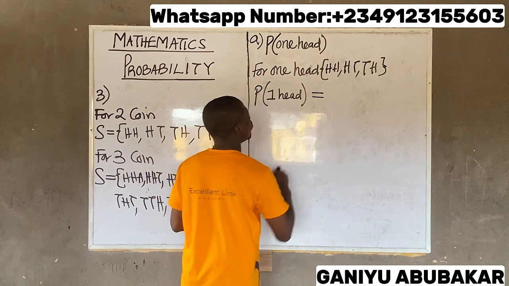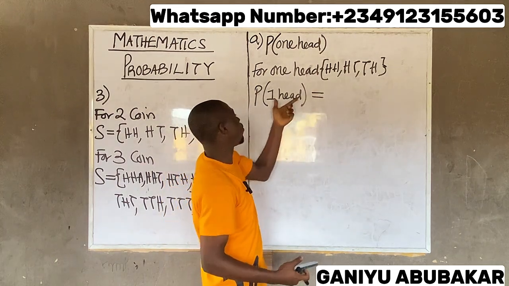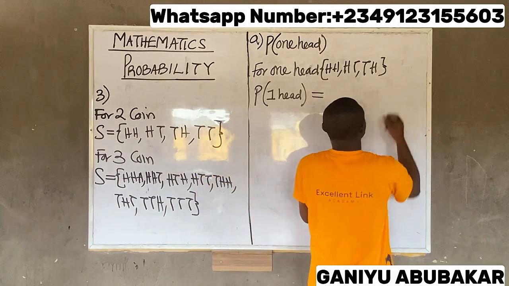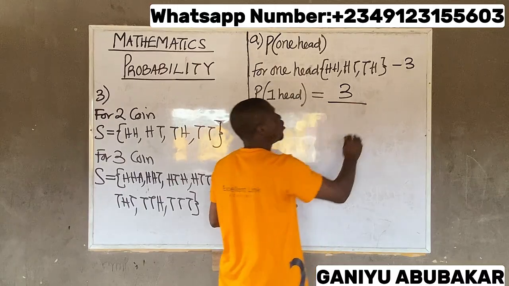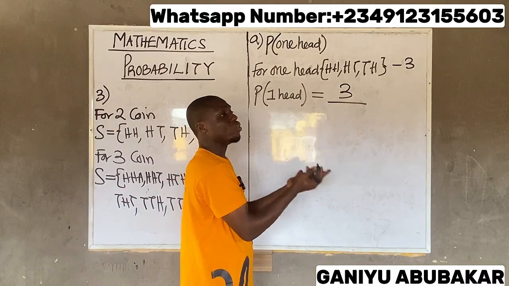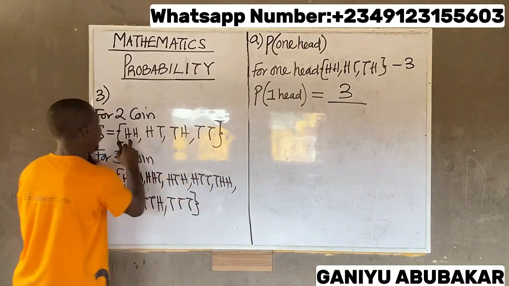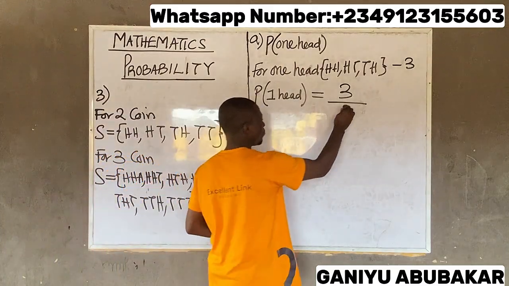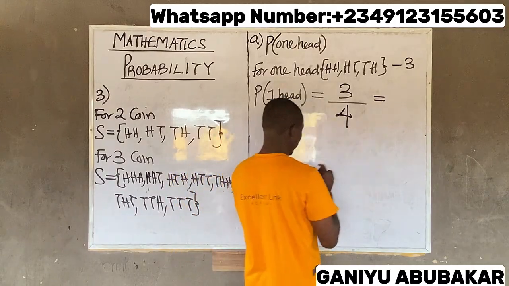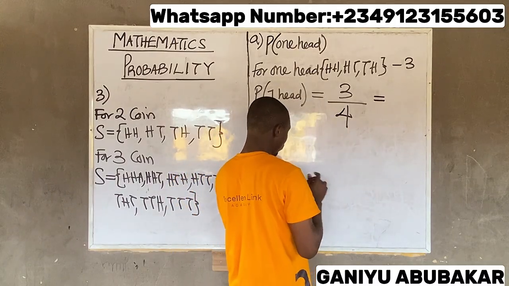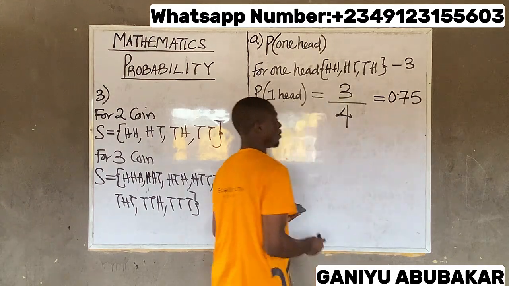So the probability of getting at least one head is the possible outcomes of that event, which is 3, count them, 1, 2, 3, all over the total outcomes, the sample space for two coins. That's 1, 2, 3, 4, so the sample space is 4. That's 3 over 4, and if I divide them, that will be equal to 0.75. All right, that's for two coins.